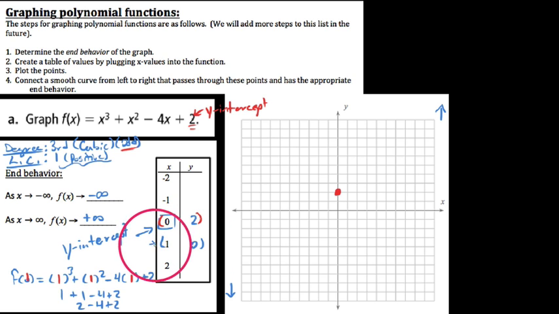I'm going to make a little note that this happens to be an x-intercept of this graph, because it is where our y value equals 0 when we plug in that x value. So we say 1 comma 0 is right here on our graph.